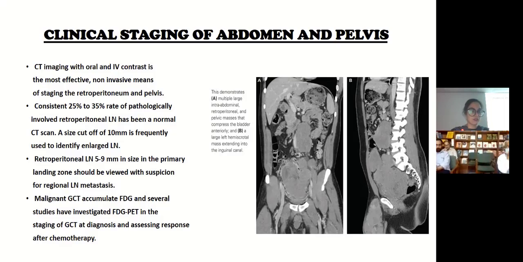Retroperitoneal lymph nodes 5 to 9 millimeters in size in the primary landing zone should be viewed with suspicion for regional lymph node metastasis. Malignant germ cell tumors accumulate FDG, and several studies have investigated FDG PET scan in the staging of GCT at diagnosis and assessing response after chemotherapy.